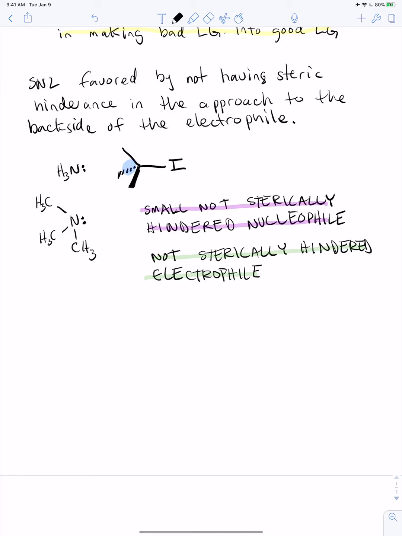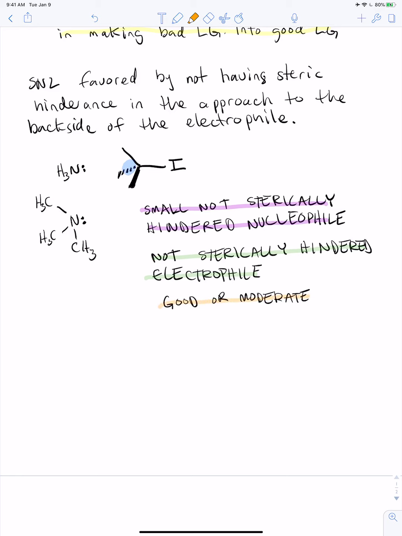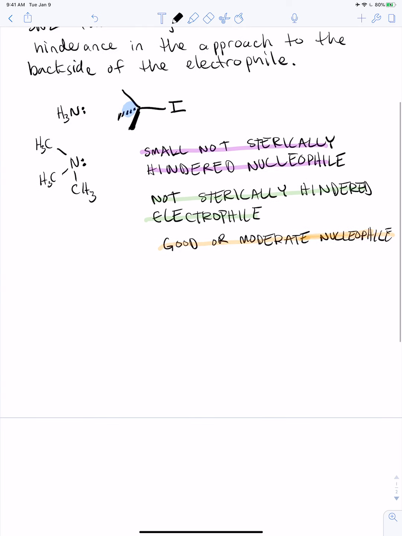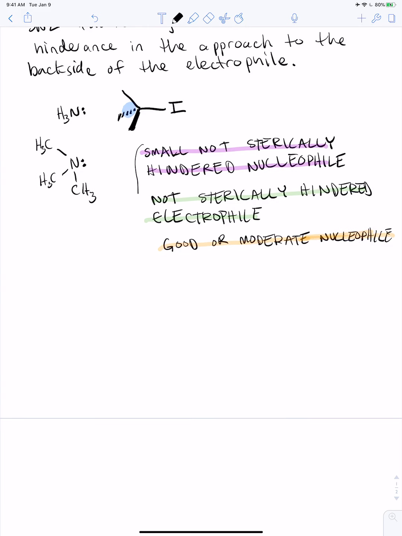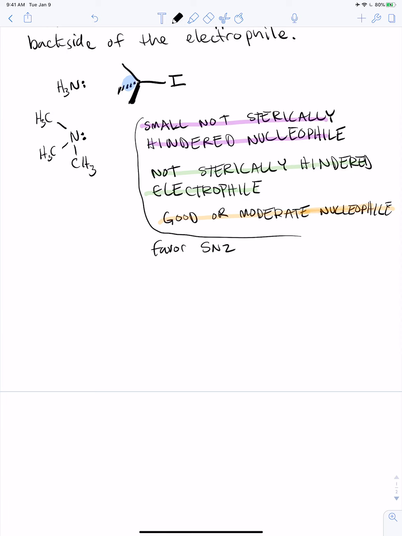And then you want the nucleophile to be good or moderate. So bad nucleophiles generally don't go through SN2. We can talk about why that is. Okay, good or moderate nucleophile. I should finish that thought. There we go. Okay, so those are kind of our three things. All of these things come together to favor SN2.